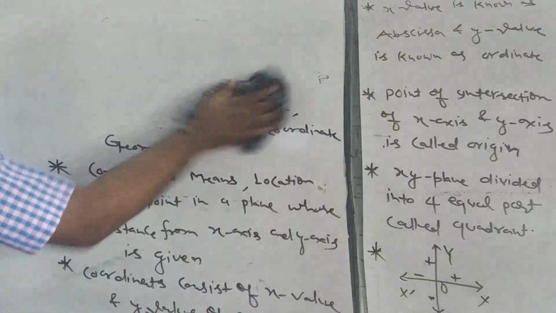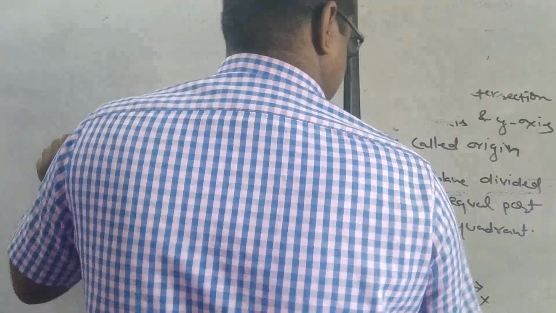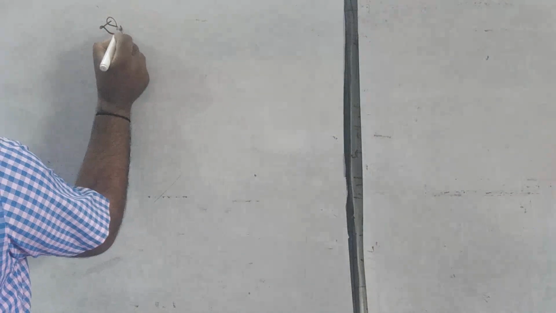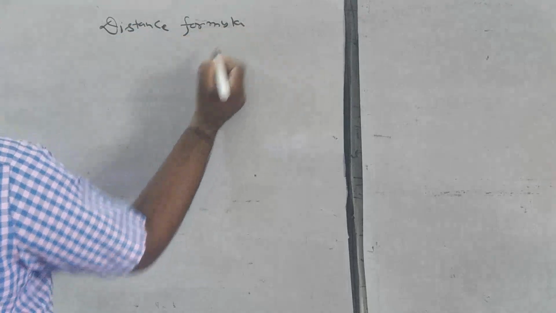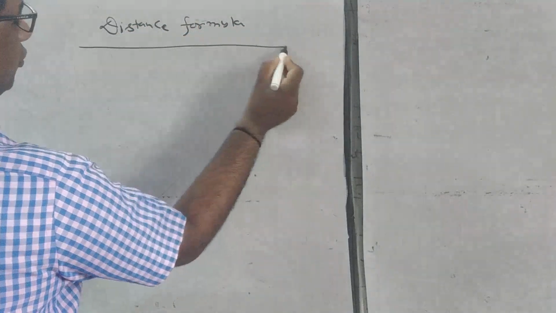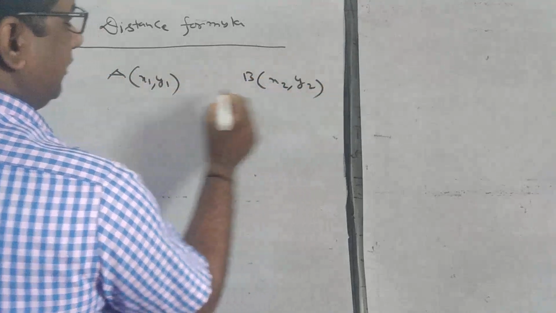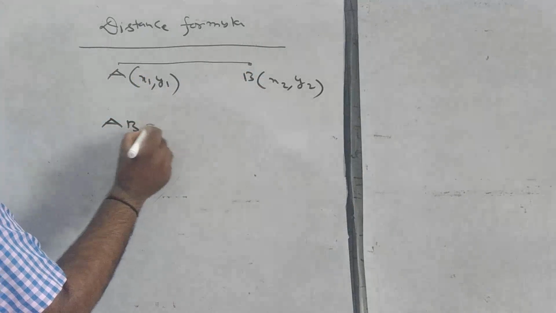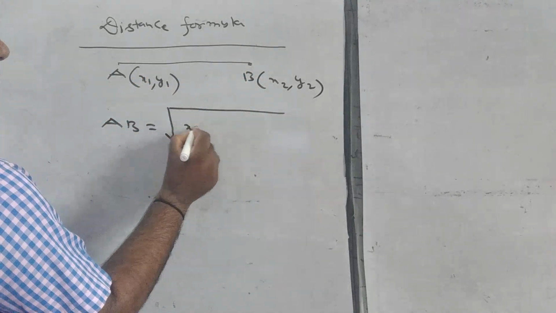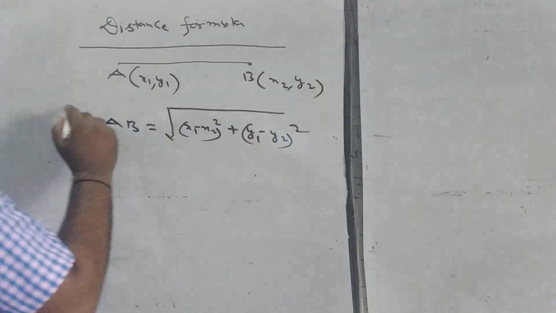If I come to the topic of 10th class coordinate geometry, the first topic is distance formula, which is quite helpful in 11th class also. Here 2 points with coordinates are given, and we want to find the value of AB. So here AB is defined as the square root of (x1 minus x2) whole square plus (y1 minus y2) whole square. This is the distance formula.